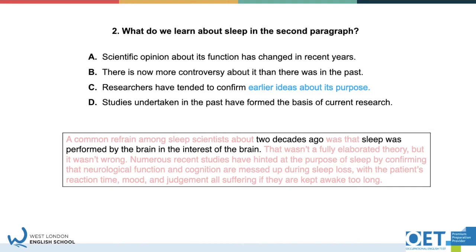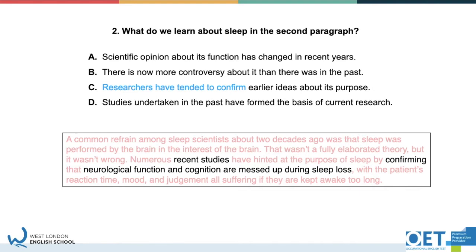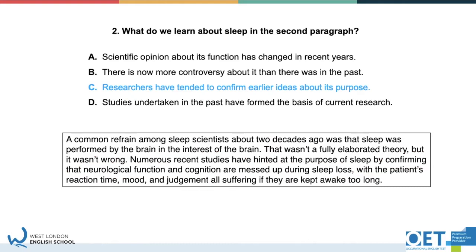Now, what we need to make sure is that you understand why C is the answer here. So we match the earlier ideas about the performance of the brain, about its purpose. But we need to make sure that that first section, researchers have tended to confirm, is correct. So if we look through this paragraph, we can see this line after interest of the brain. It says that wasn't a fully elaborated theory, but it wasn't wrong. So what we are getting at here is that the theory before it wasn't complete, but it wasn't wrong. And the studies that we have now, the numerous recent studies, have shown the same thing that was shown 2 decades ago. And that is why it needs to be C.